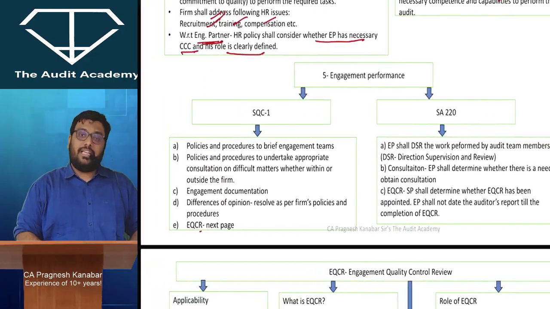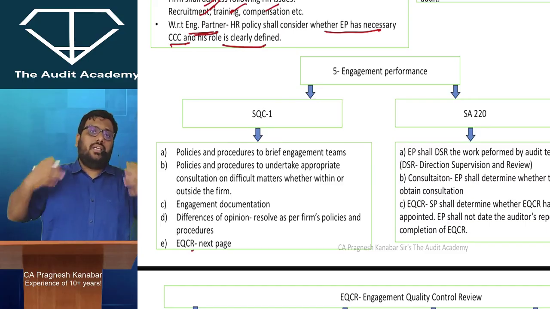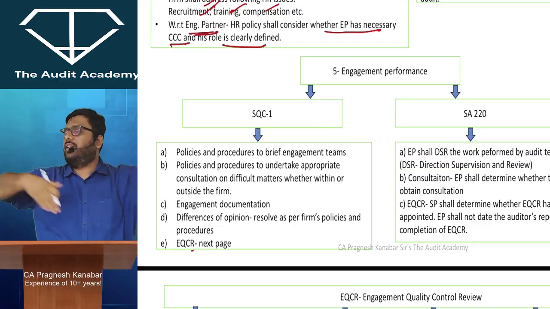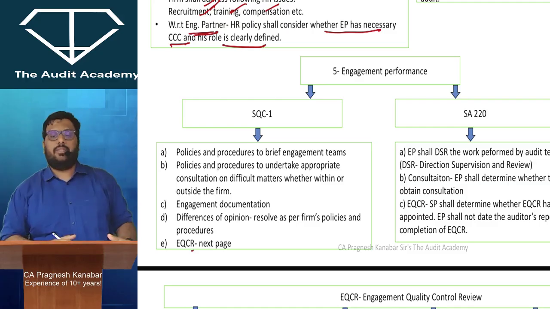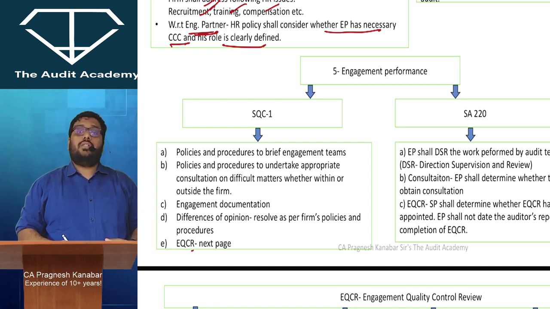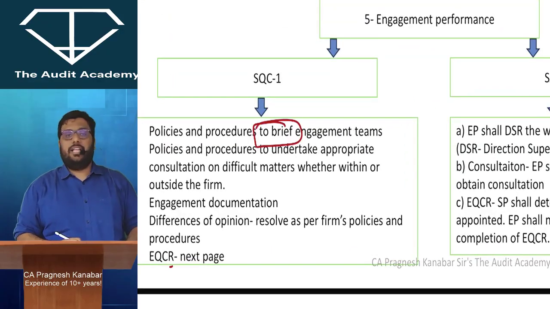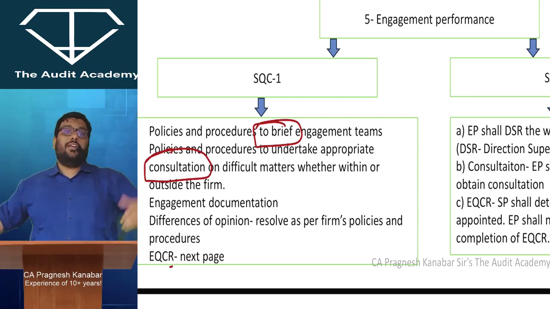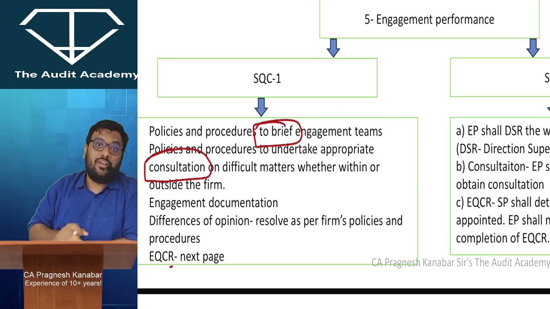and now comes one more E, engagement performance. Boss, I am the CEO and the managing partner. In my firm, there are so many assignments: audit, review, other assurance engagements, other services. Across all of these engagements, I need to ensure that there are strict, clear policies and procedures to brief the engagement teams. That means the teams are briefed properly and explained properly what their role is. Then, I should have policies and procedures so that all my teams get proper consultation, either within the firm or outside the firm, on difficult matters.